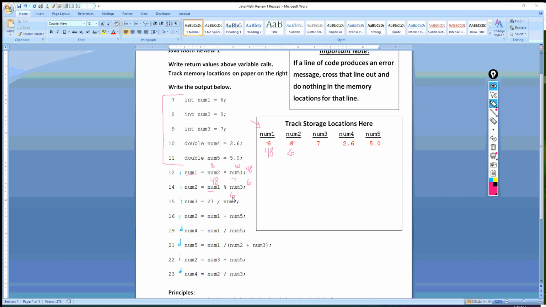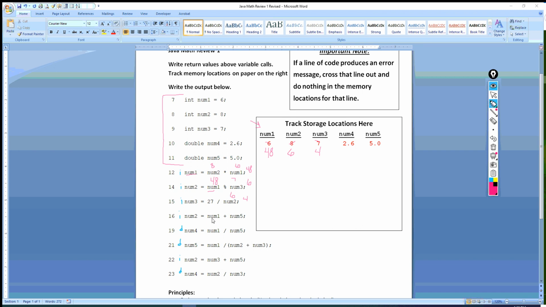27 divided by 6 is supposed to be an int because both operands are ints, and 6 goes into 27 4 times, and so that's 4. Now 4 is going to be stored in the int num3. That makes sense, so we change that memory location to 4.